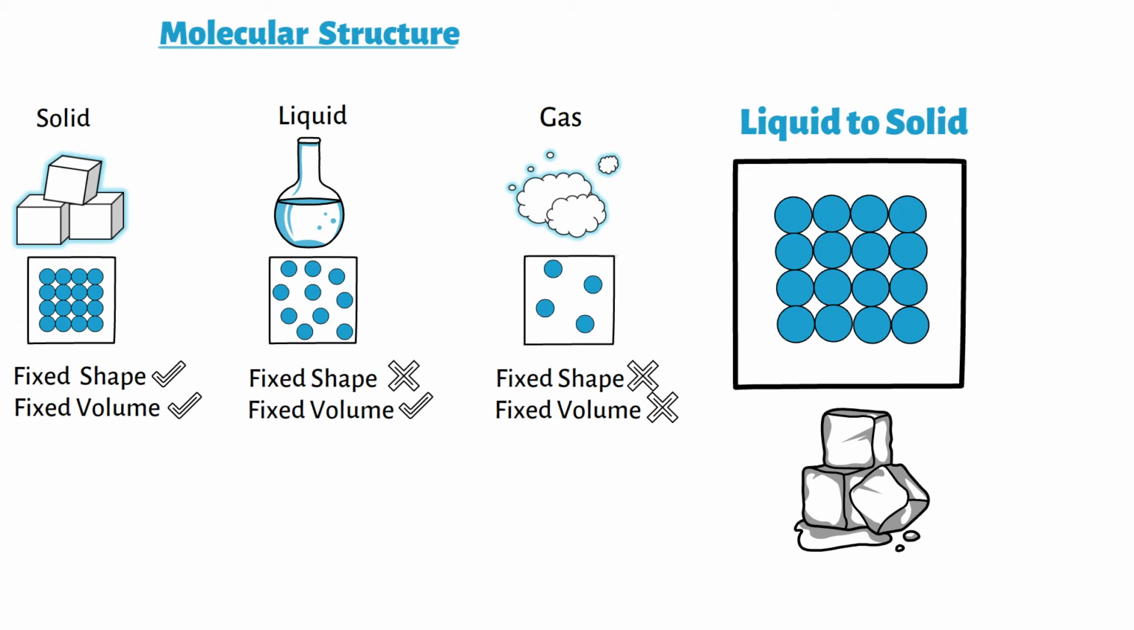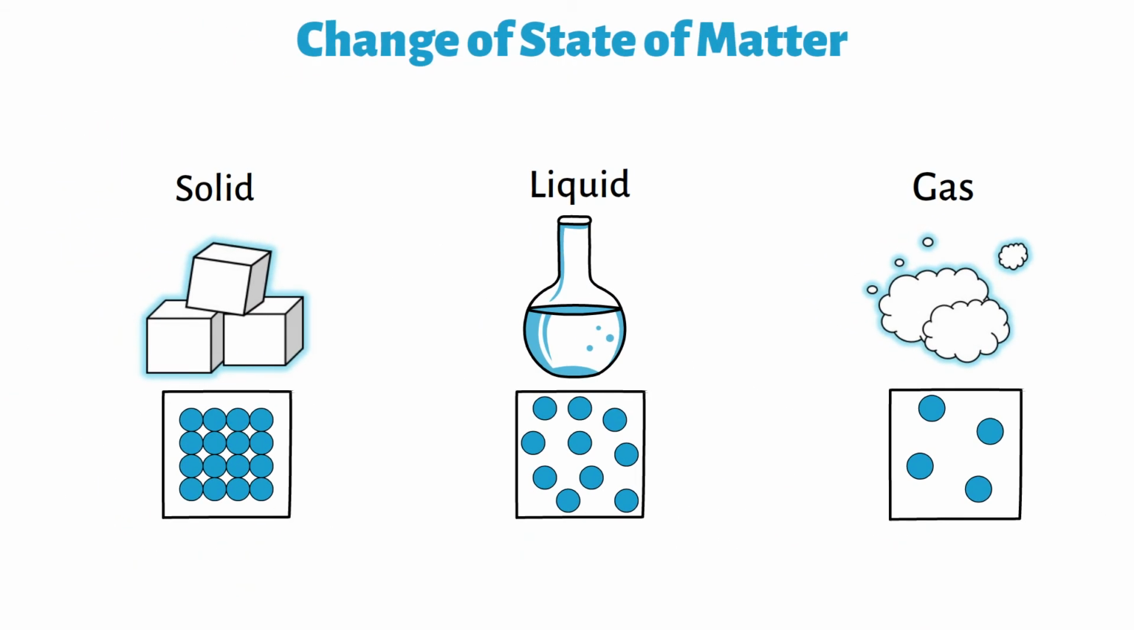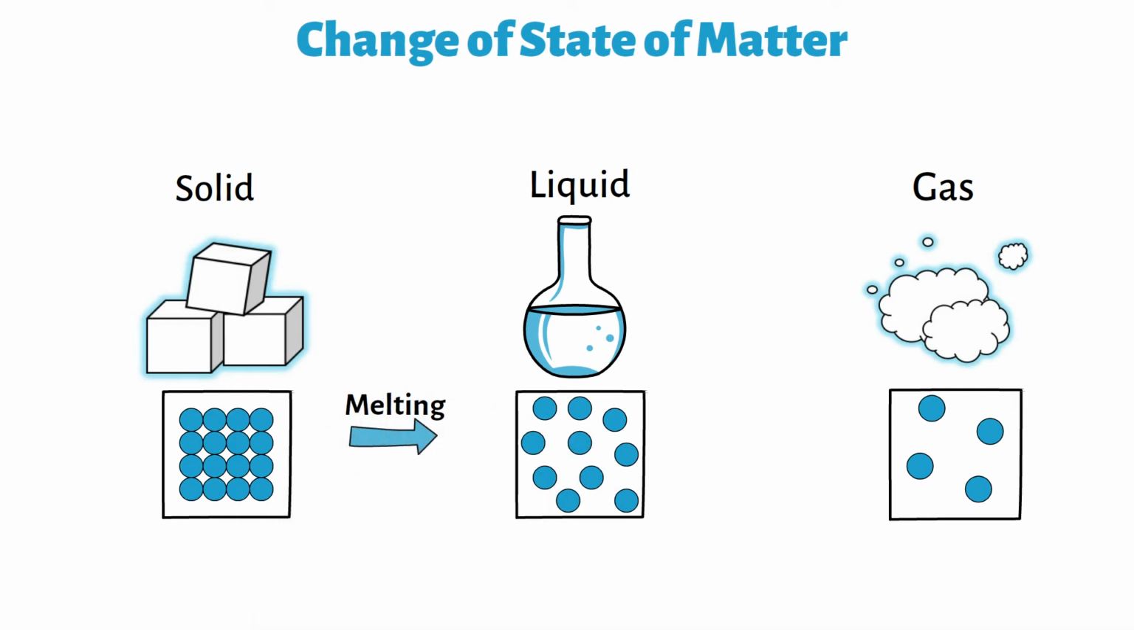Now let's investigate some of the important terminologies around the transition of a matter. Melting is the process of transition of a substance from solid to liquid. Melting point is the temperature at which a solid changes its state to liquid. Examples: ice melts to water, solid wax melts to liquid wax, solid butter melts to liquid butter, etc.